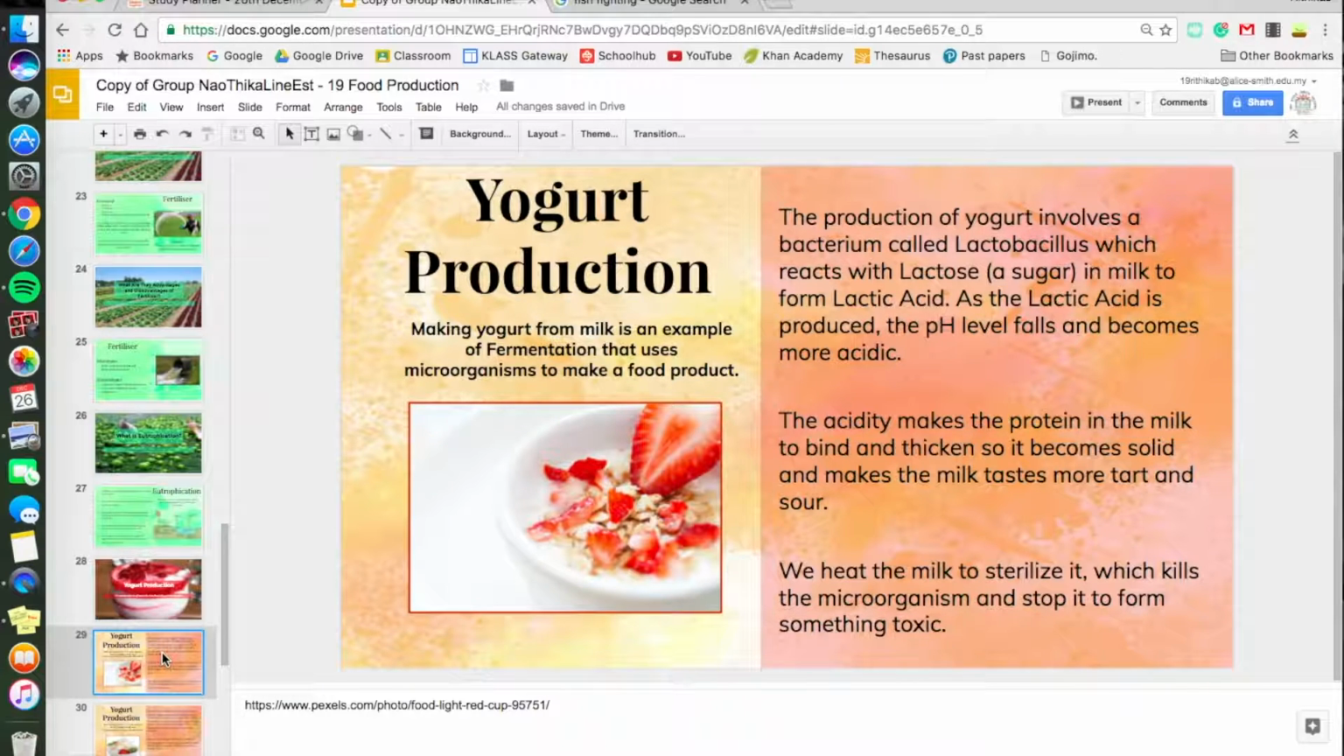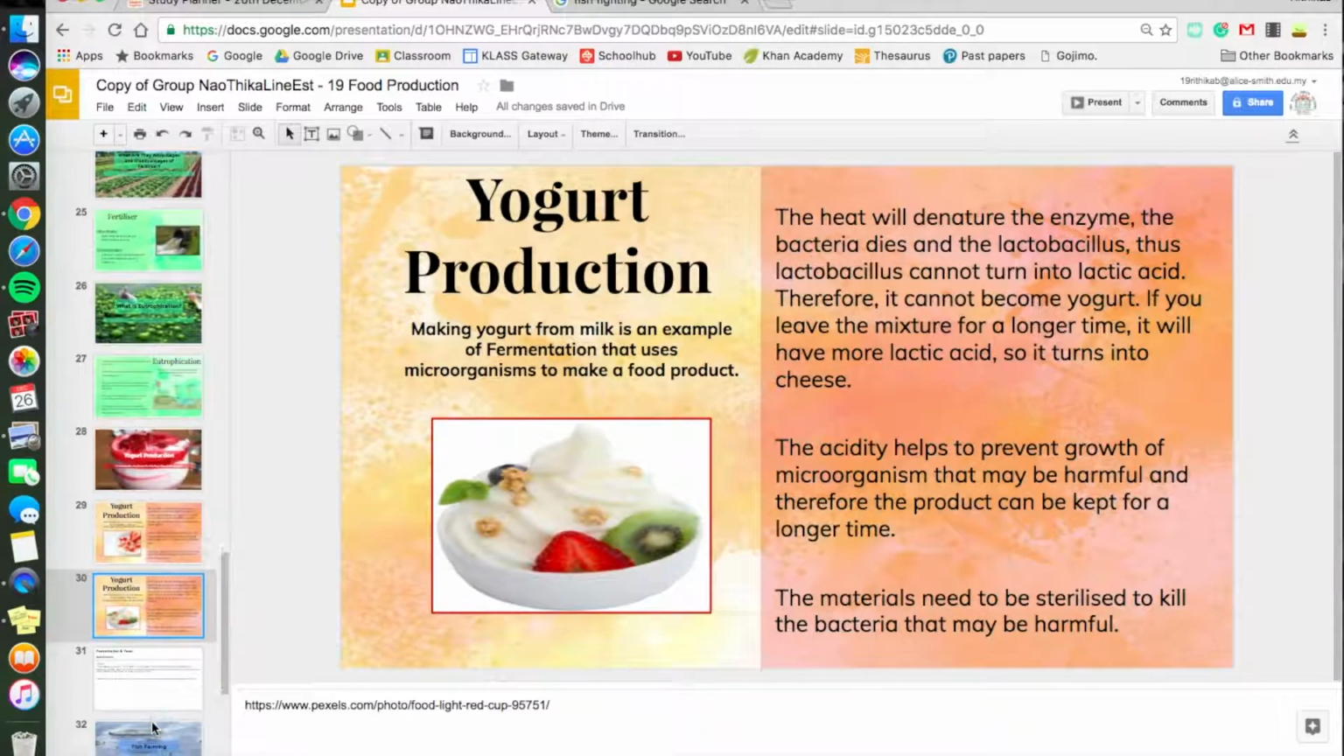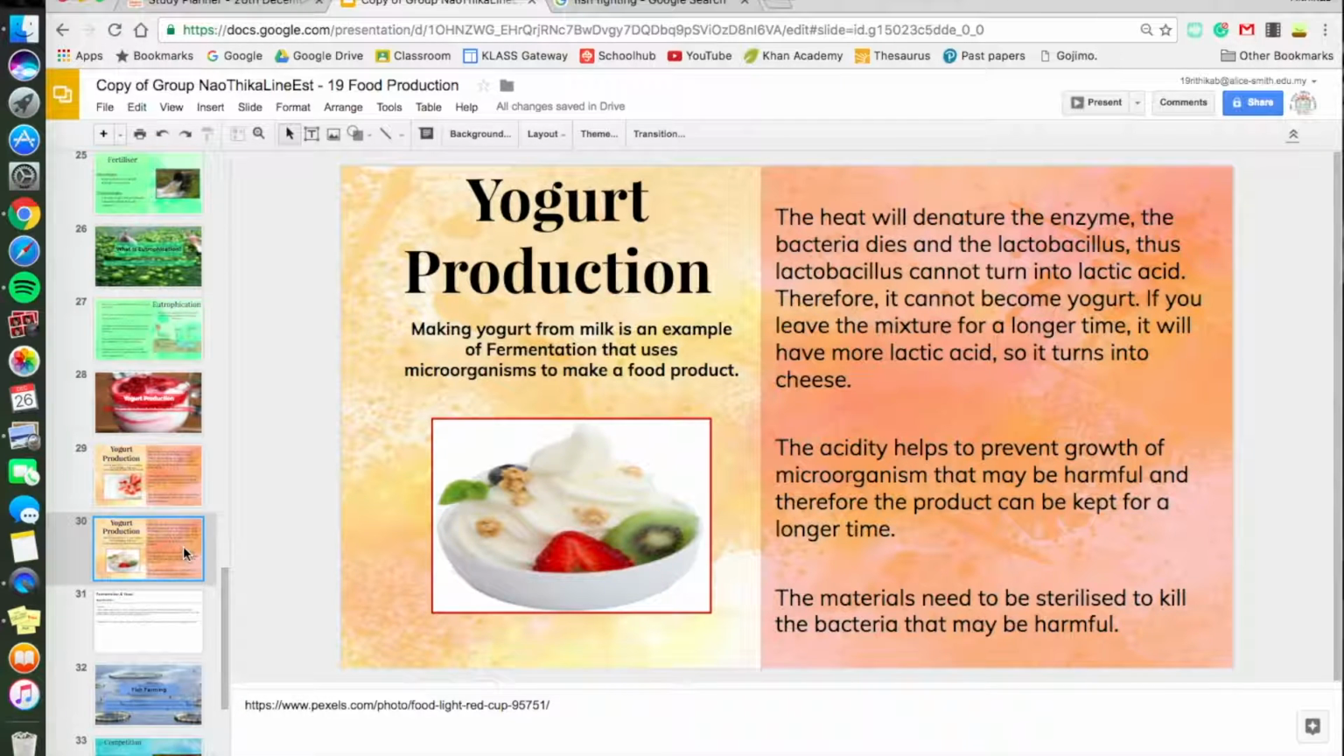This lactic acid that's produced by the bacterium affects the milk proteins, and so it makes the milk curdle or go solid, and therefore makes a yogurt-like consistency. And that's why yogurt is more sour than milk.